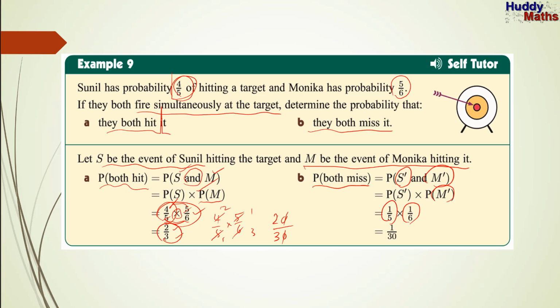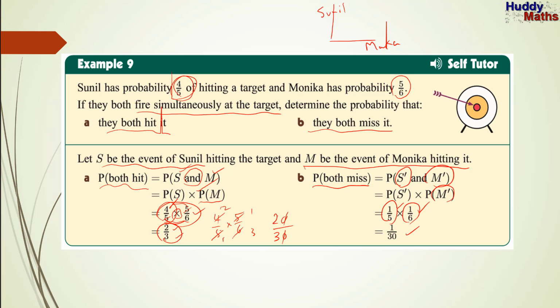So if they both miss, it's highly unlikely, pretty unlikely here. One will miss 1/5 of the time, and of those times, the other one's going to miss 1/6 of the time. So it's 1 out of 30. Do you get it? We don't have to list down all the possibilities. What would it look like if we did? We could have Sunil here, and Monica here, Monica here.